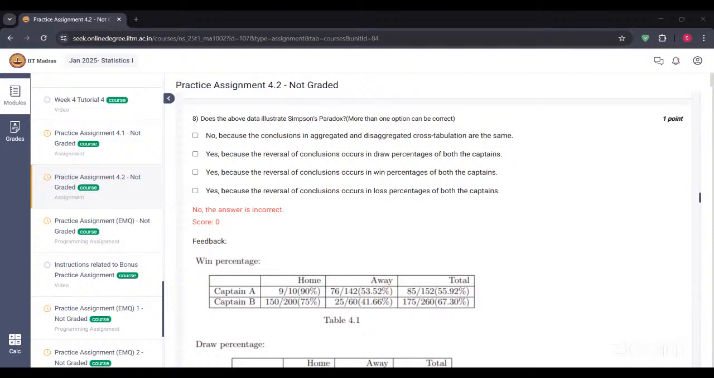Maybe I think so. No, ma'am. If we increase the size, the win ratio will also increase accordingly. The percentage will remain the same. The number may be different.